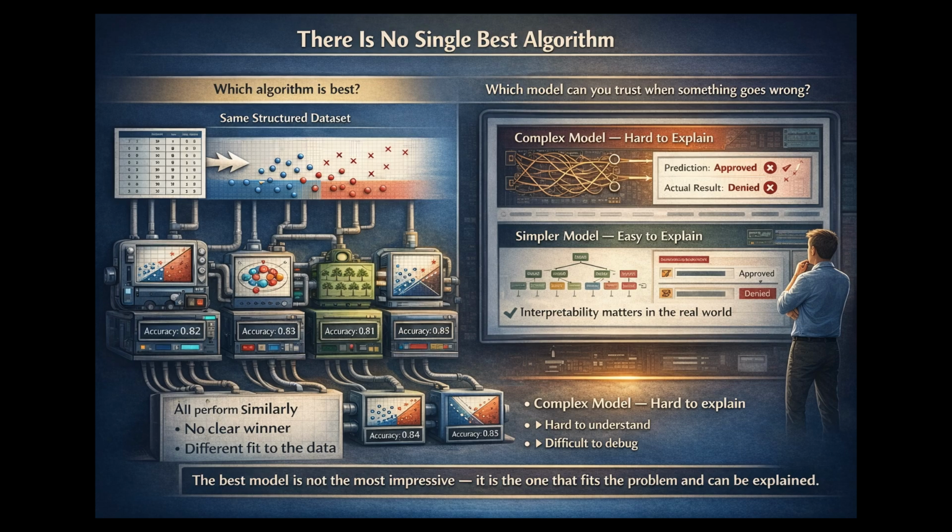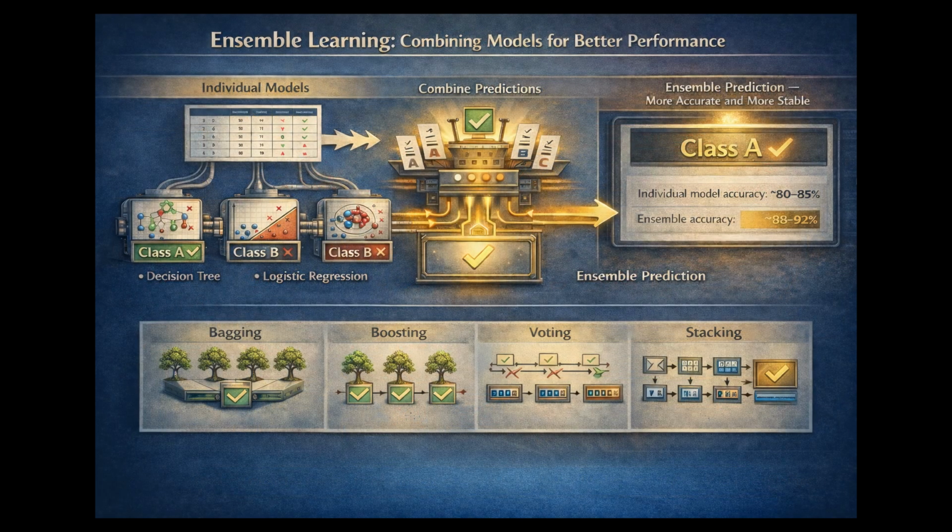The right question is never which algorithm is most impressive. It is which algorithm fits the problem, and which one you can actually explain when something goes wrong. Ensemble learning extends the classical toolkit by combining multiple models to achieve better performance than any single model alone. 4 strategies matter in practice.